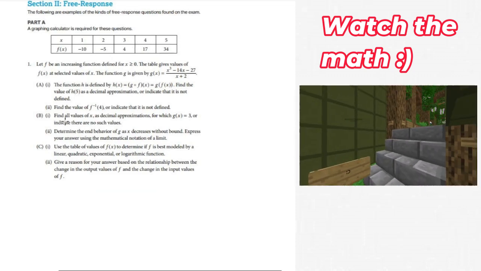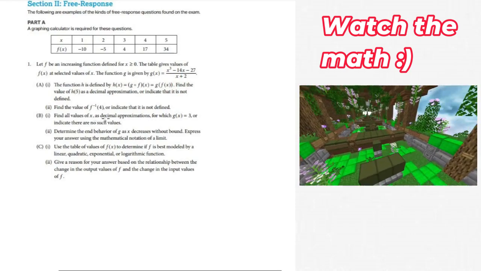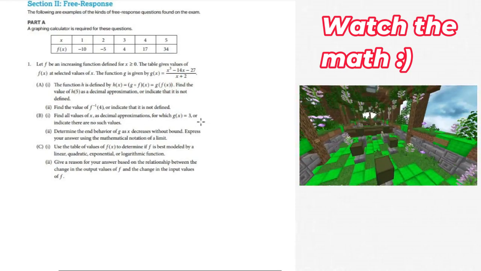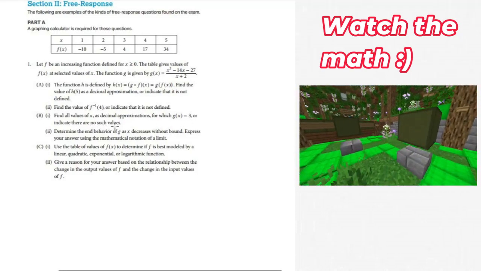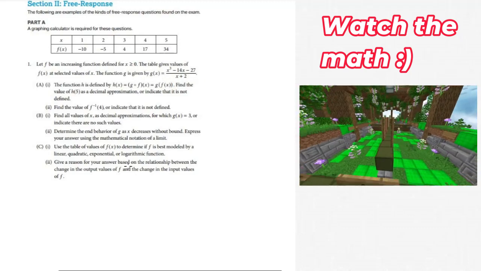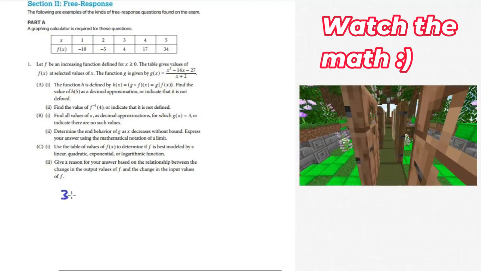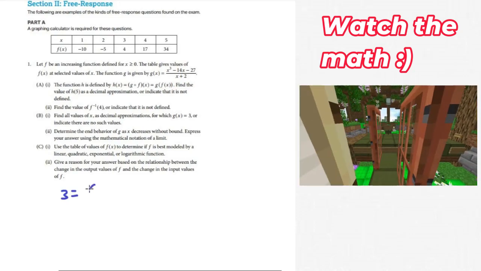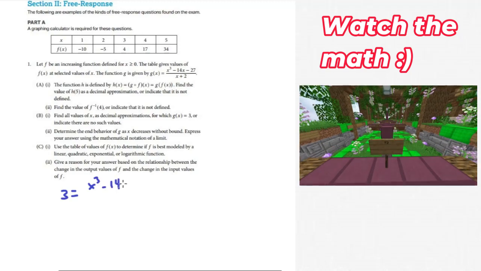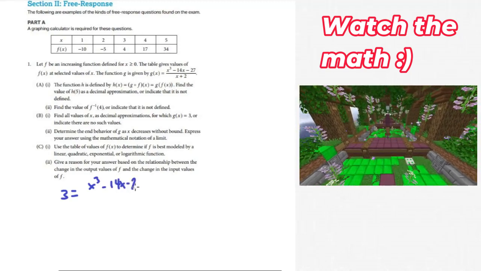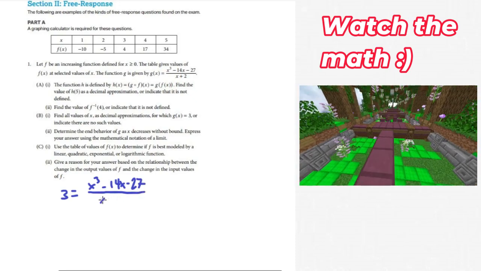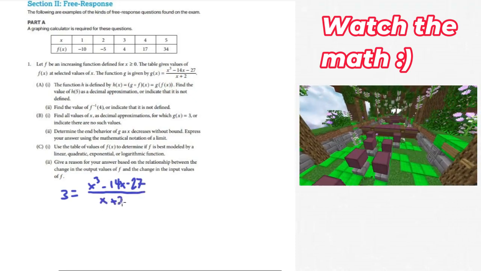Part B. Find all values of x as decimal approximations for which g of x is equal to 3, or indicate that there are no such values. So g of x equal to 3 is equal to this whole mess here. So what we're going to do, we set 3 equal to x cubed minus 14x minus 27, over x plus 2.